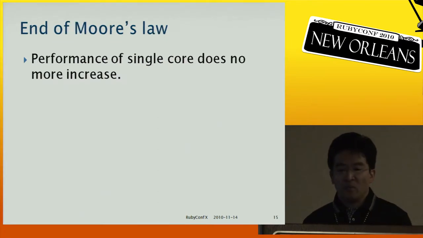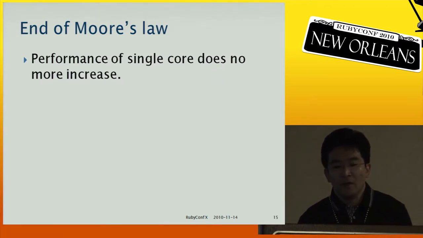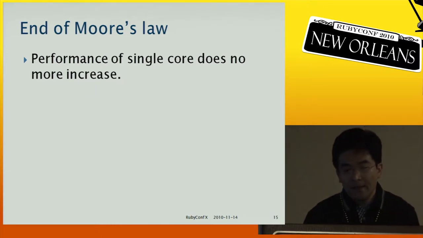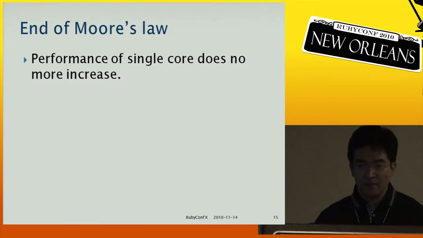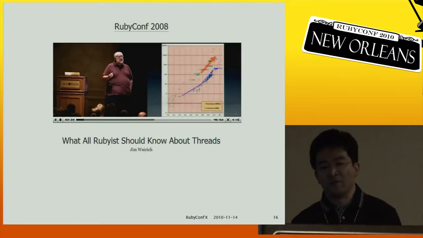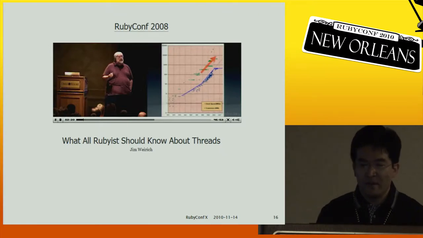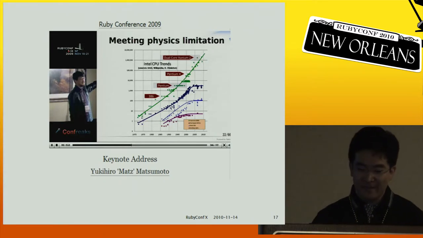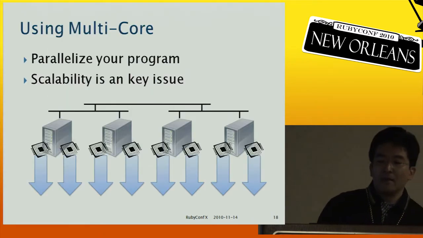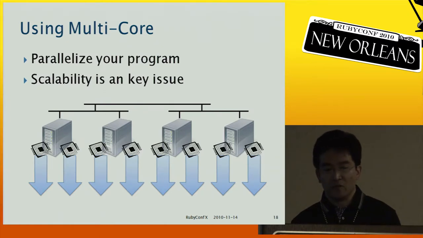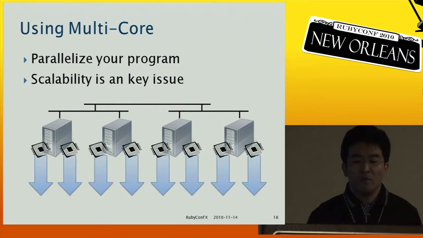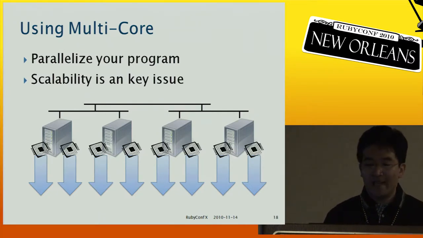Distributed computing is important also due to the end of Moore's law. That is, the performance of a single core does not increase any more. This topic is as famous as Jim Weirich talked in RubyConf 2008 and Matz talked in his keynote in RubyConf last year. In order to make use of multi-core, you need to parallelize your program. For parallel programming, scalability is a key issue.